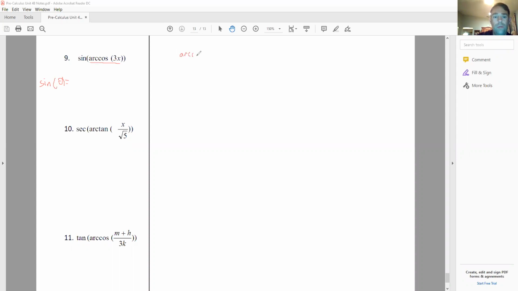Now the other thing here, whenever you're dealing with just variables, unless you can clearly tell where it's at, go ahead and always leave it in quadrant 1. We're only going to draw in quadrant 1 here. So arc cosine of 3x is theta. That means cosine of theta equals 3x. Now, I don't know where that is, obviously, but what I can do, friends, is I can always turn it into 3x over 1, or adjacent over hypotenuse.